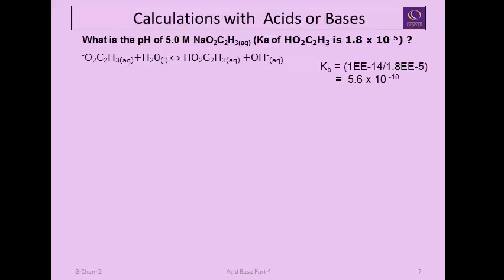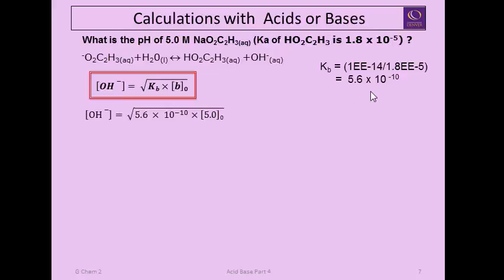And you remember that what you do is divide 1 times 10 to the minus 14, which is the Kw for water, right? Divide it by your Ka, and that'll be the Kb, which is 5.6 times 10 to the minus 10. All right. Then if you look at this equilibrium expression, now we can fall right back on what we just learned. Plug and chug, 5.6 times 10 to the minus 10 times the original base concentration, which was 5 molar. Solve, you get 5.3 times 10 to the minus 5th. That's the OH concentration. I quickly solve for the pOH.